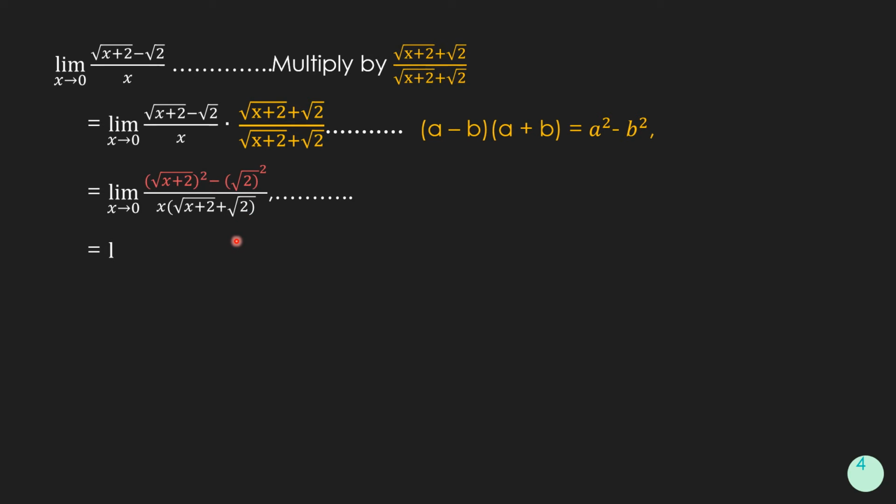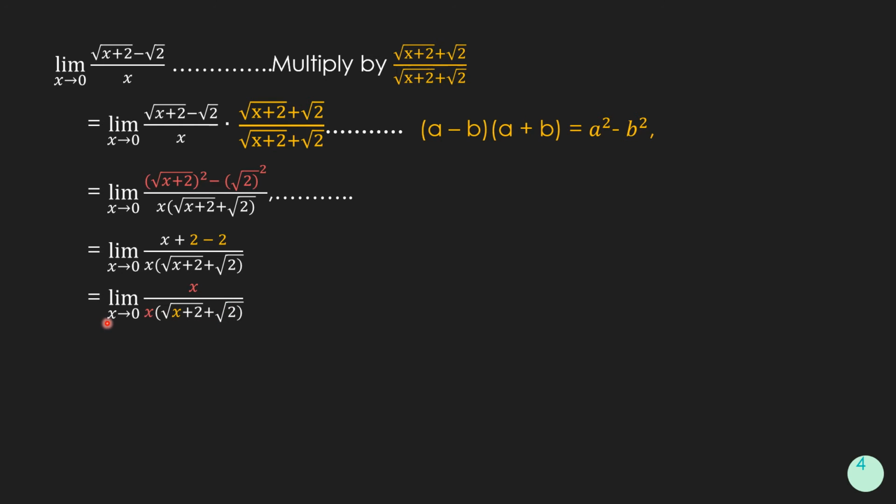Next, the limit becomes x plus 2, because square of root x plus 2 will be x plus 2, minus square of root 2 will be 2, divided by x into root x plus 2 plus root 2. Here 2 minus 2 will become 0 and the limit becomes x divided by x multiplied by root x plus 2 plus root 2.